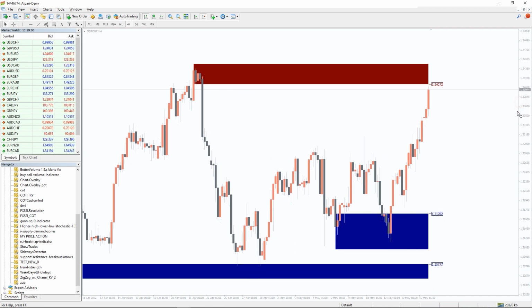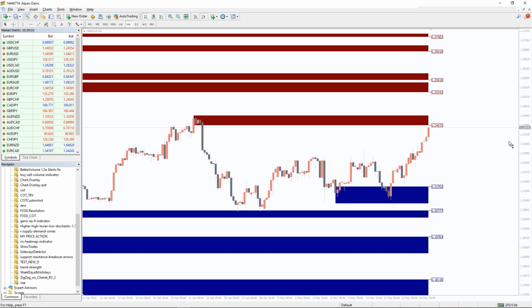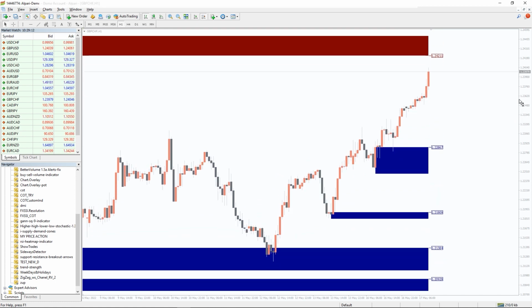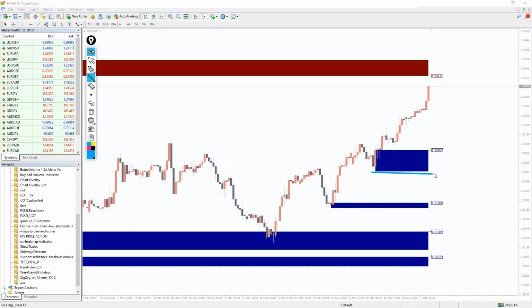Subdem zones are similar to support and resistance lines. However, there is a difference between the support and resistance lines and zones. These zones offer a wider area of demand and supply and provide stronger support and resistance.